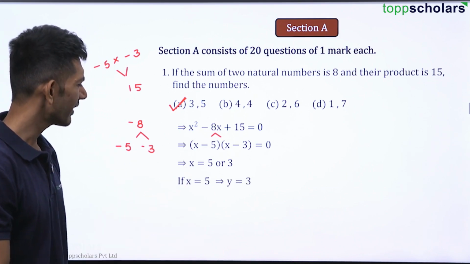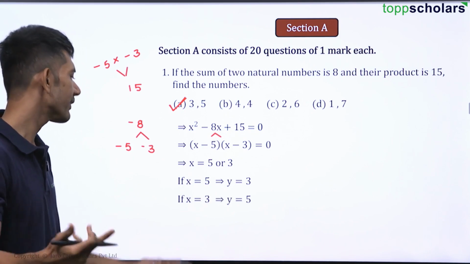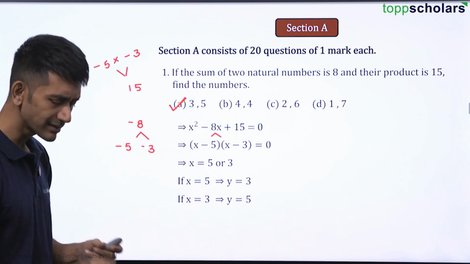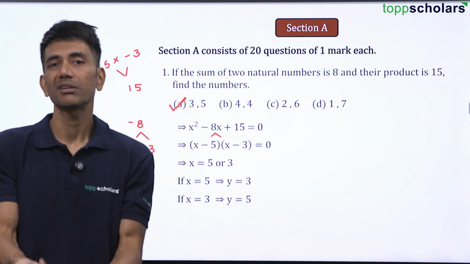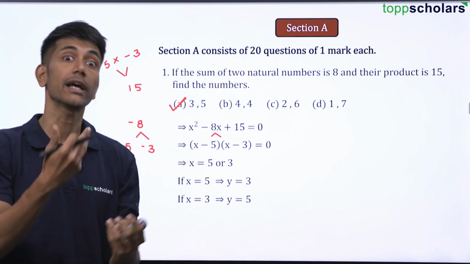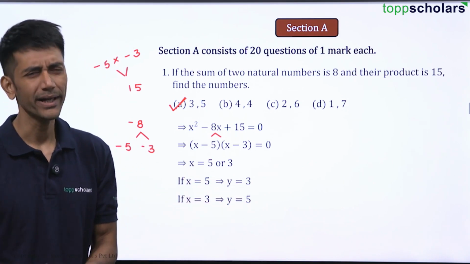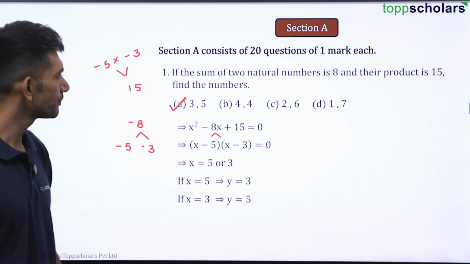So x is 5, y is 3. Or if x is 3, y is 5. Doesn't matter. The order doesn't matter here because there are two numbers and they have not told us which number is greater than the other. If they tell you that there is one bigger number x, other smaller number y, then we'll take the condition. Perfect.